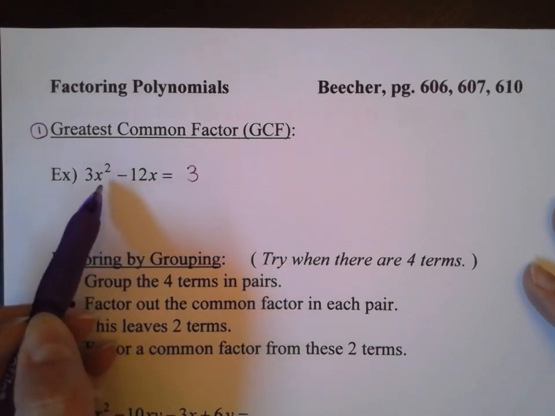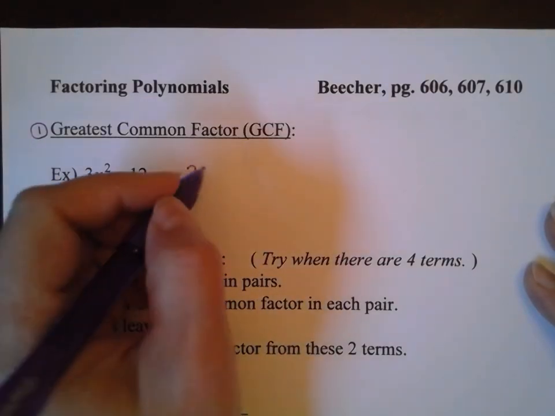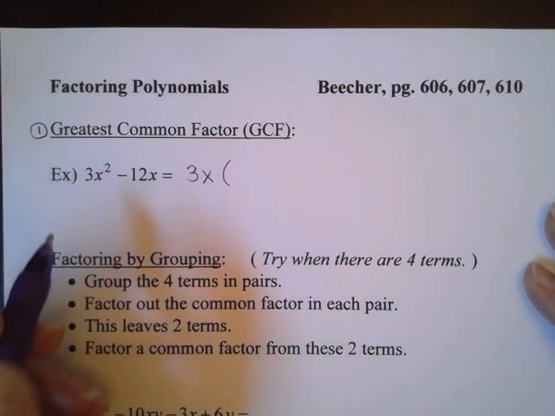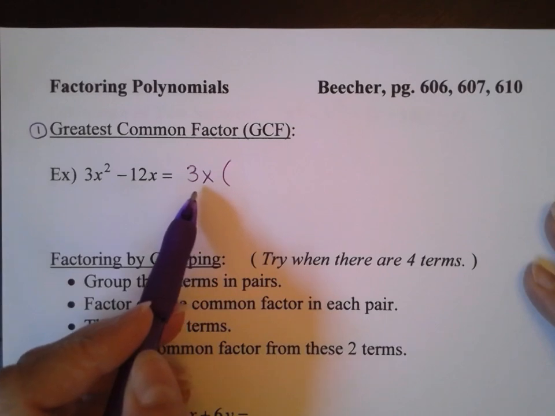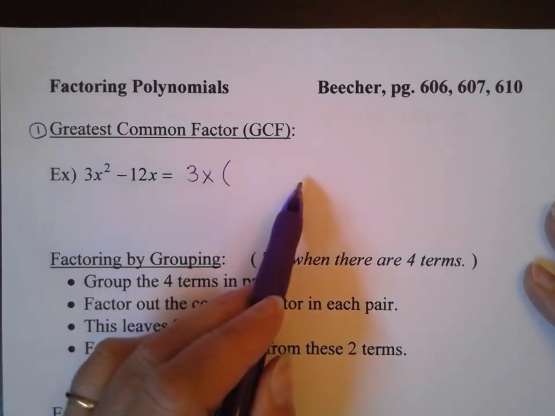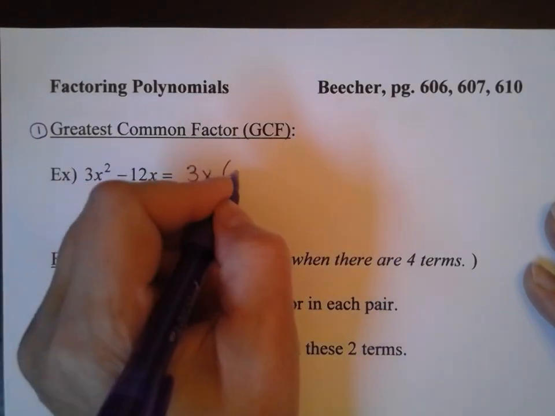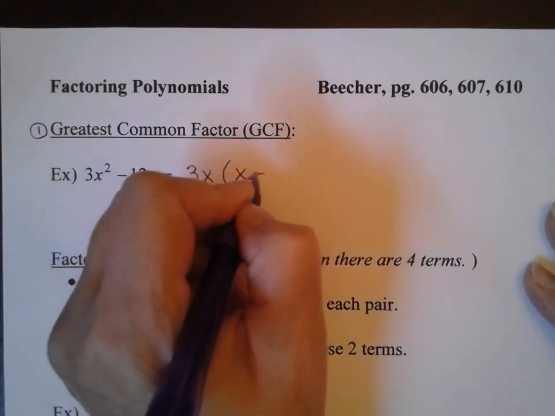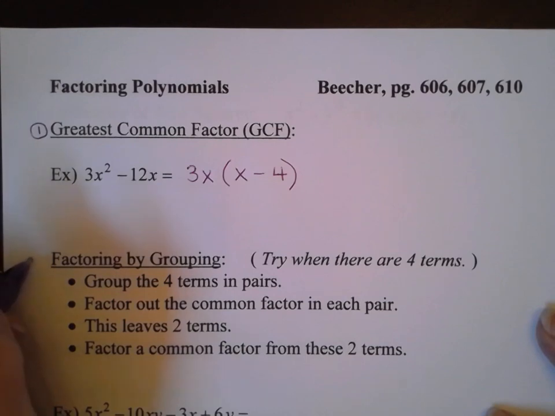This first term has 2 x's, the second term has 1 x, so what they have in common between both of them is just 1 x. And then we write that outside the parentheses. Essentially, we're dividing by 3x, and we're going to write what's left inside the parentheses. So when I divide this by 3x, I have an x left over. When I divide this by 3x, I have a minus 4 left over. So that's factoring using the greatest common factor.